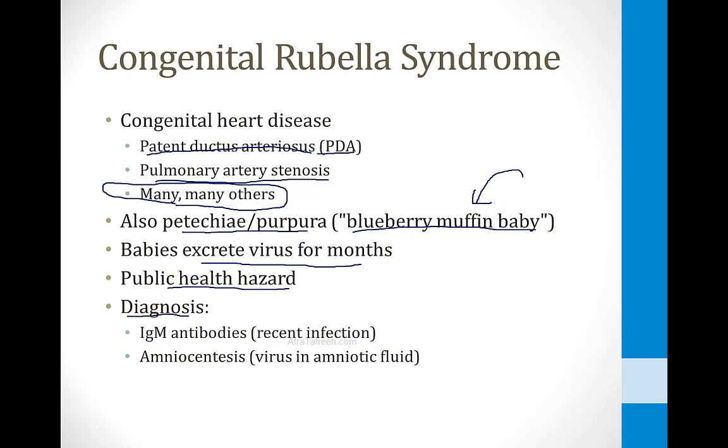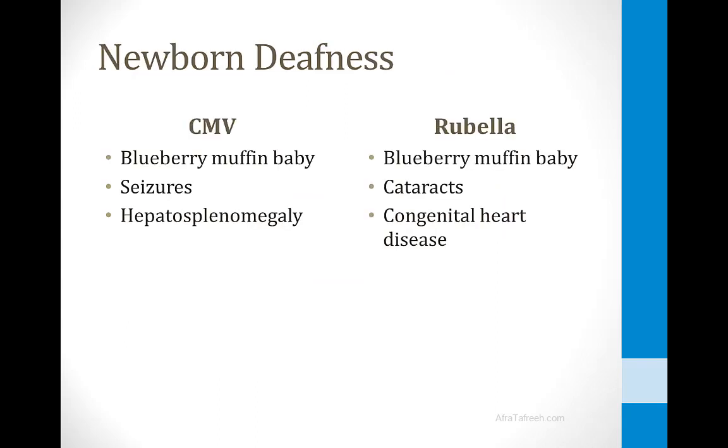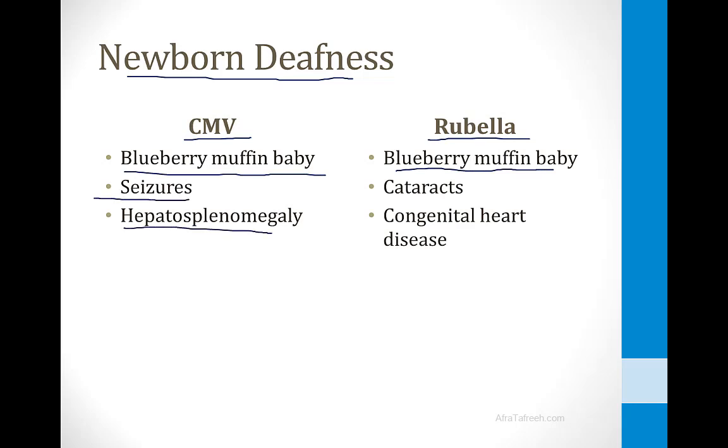You can make the diagnosis by finding IgM antibodies in the mother, which suggests a recent infection, and sometimes amniocentesis is done to look for evidence of the virus in the amniotic fluid. Let me pause here and mention newborn deafness. This is associated with two congenital infections, cytomegalovirus and the congenital rubella syndrome. Both of these infections also cause the blueberry muffin baby syndrome, so it can be difficult to tell them apart. But cytomegalovirus classically causes seizures and enlarged liver and spleen, whereas congenital rubella syndrome leads to cataracts and congenital heart disease. These are often confused by students, so make sure you can tell them apart for your board exams.